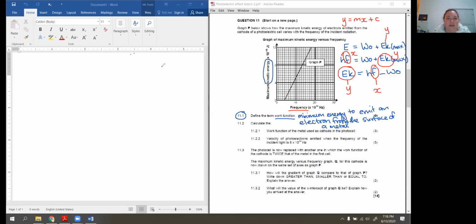All right, continuing onwards, you are then told to calculate the work function of the metal used as the cathode in the photocell. And then lastly, secondly, when it will come to the end bit here, the velocity of the photoelectrons emitted when the frequency of the incident light is 8 × 10^14 Hertz.